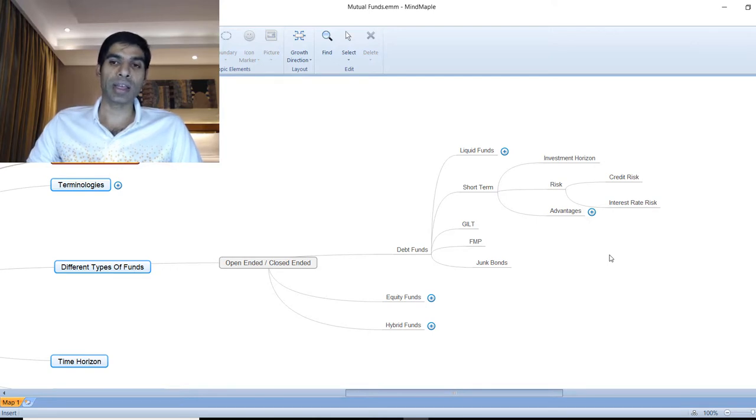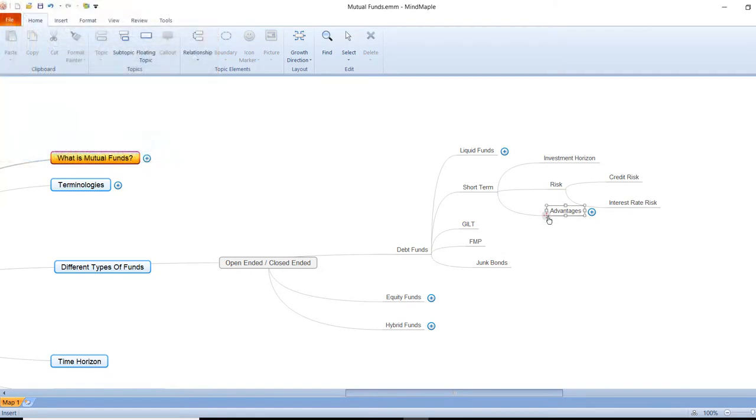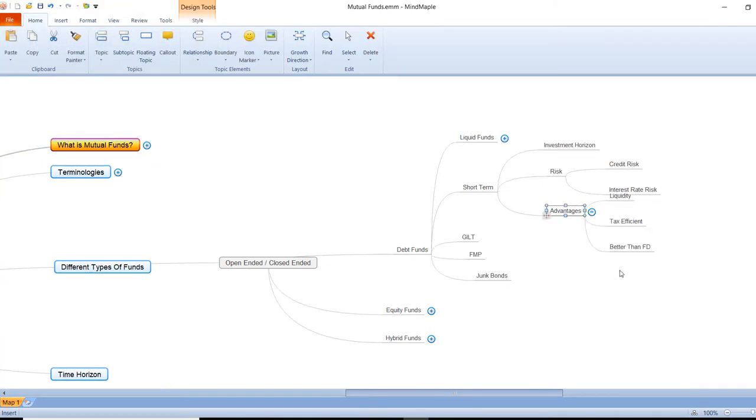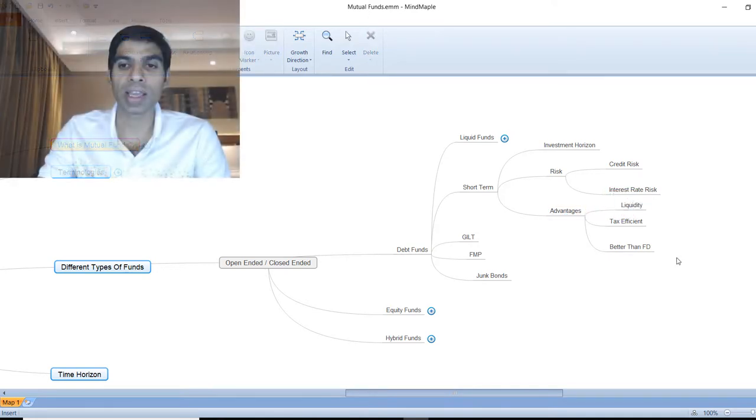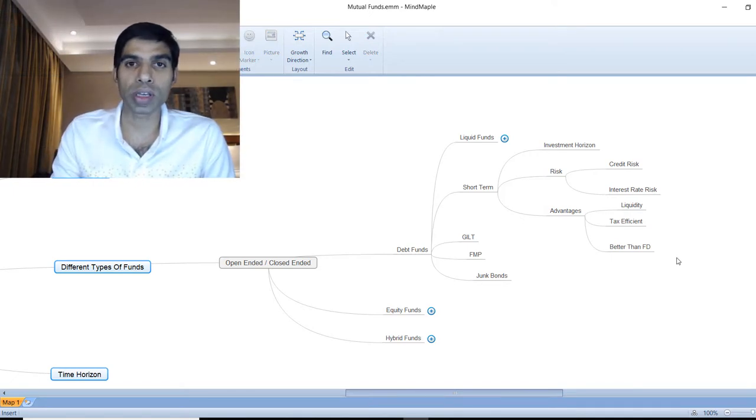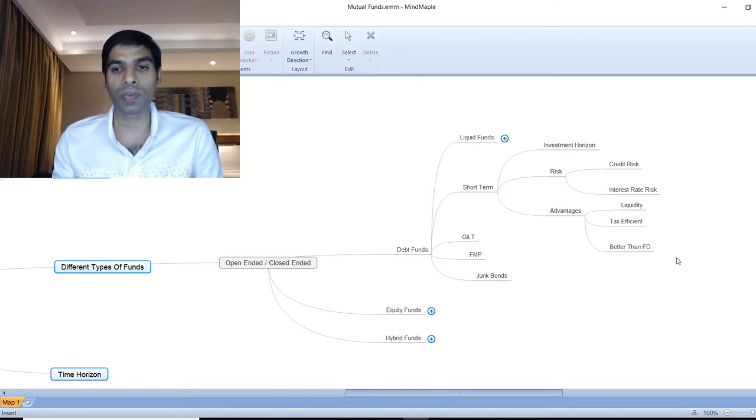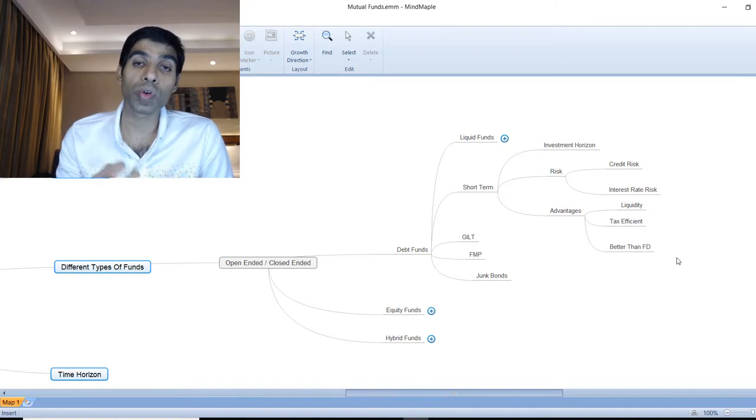Now, the second kind of risk is the interest rate risk, and this risk is there because of the interest rate going up and down. Now, what are the advantages of investing in a short-term bond fund? So one is the liquidity. It's pretty liquid. So let's say you invest 10 lakh rupees and you want 5 lakh rupees out of it, you can actually do that. Whereas if you invest in an FD, you would have to withdraw the whole amount.